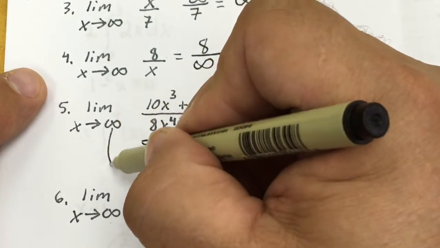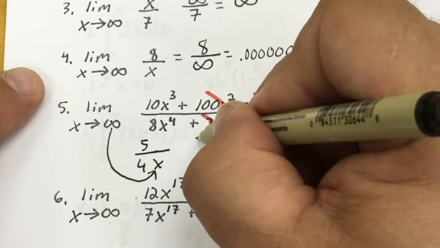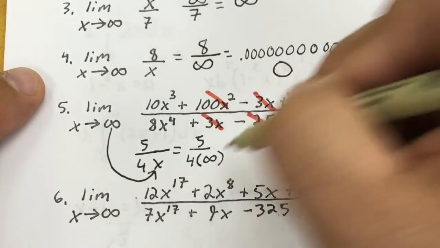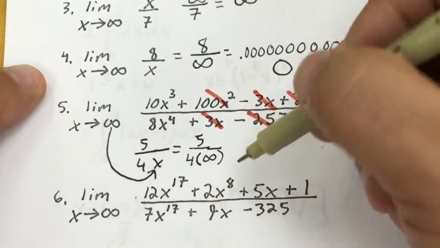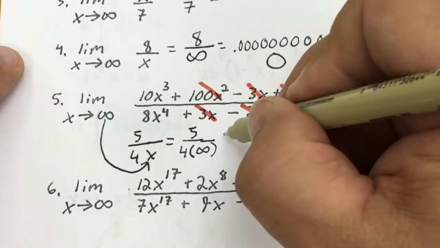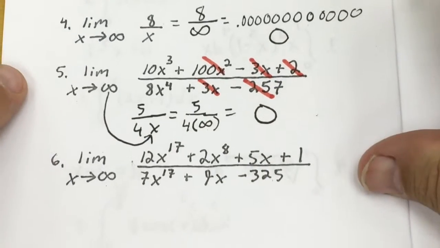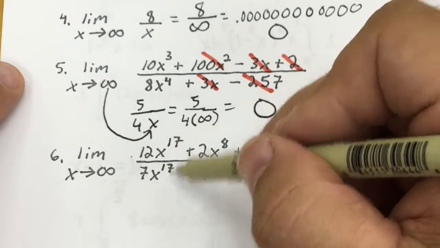Now when I plug infinity into the x, that's going to give me 5 over 4 times infinity. Now 4 times infinity is 4 times bigger than infinity, so 5 divided by that is going to go to 0.